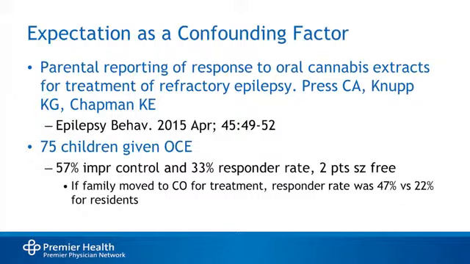A study done in Colorado, parental reporting of response to oral cannabis extracts for the treatment of refractory epilepsy in Epilepsy and Behavior in 2015, documented 75 children given oral cannabinoids. This was cannabinoid oil. 57% showed improved control, and 33% was the responder rate. The responder rate indicates the percentage of patients that get at least a 50% improvement in seizures. Only 2 patients were seizure-free. It was found that if the family moved to Colorado for treatment, the responder rate was 47% versus 27% for those who were already residents of Colorado.